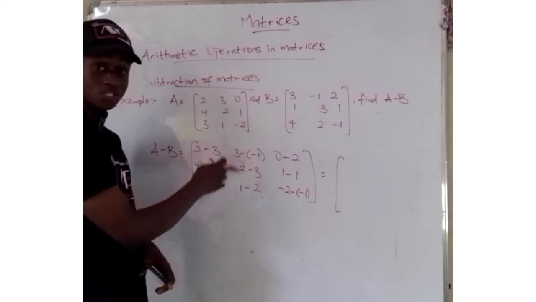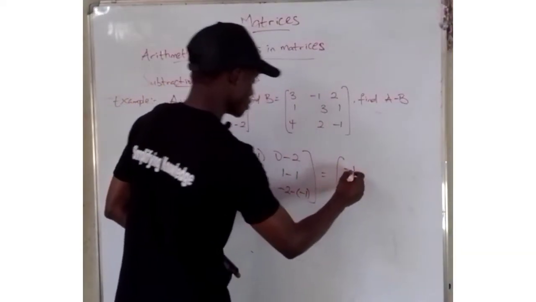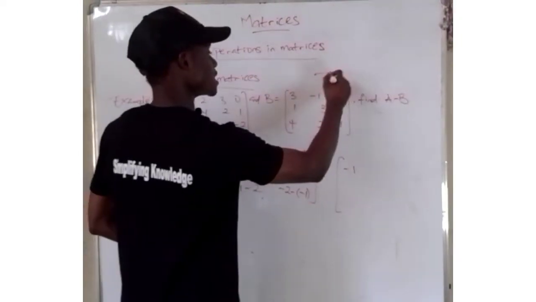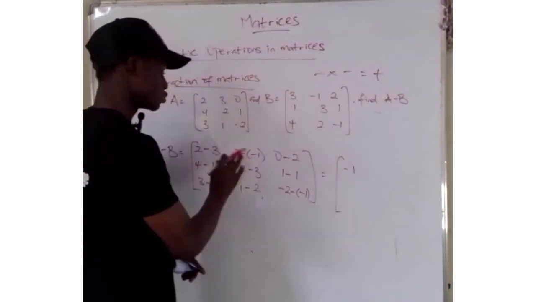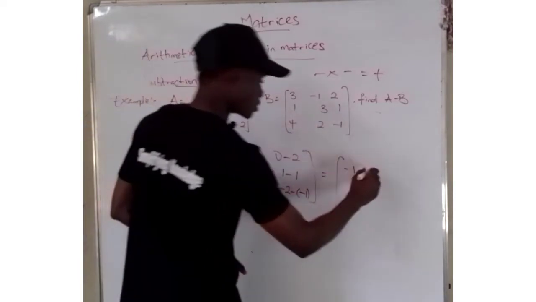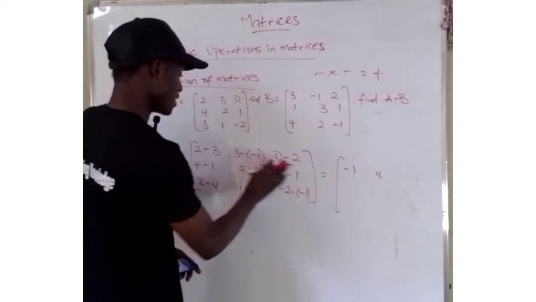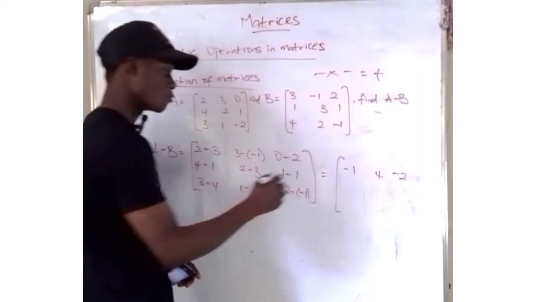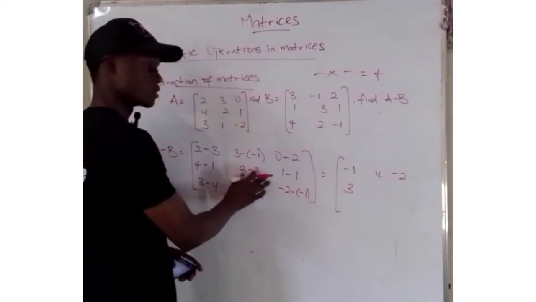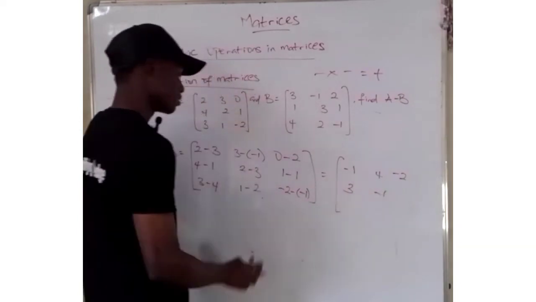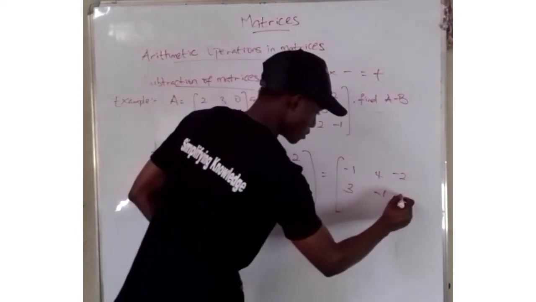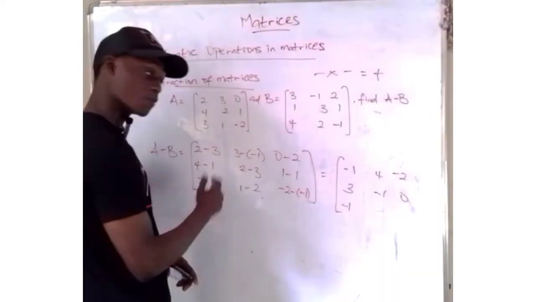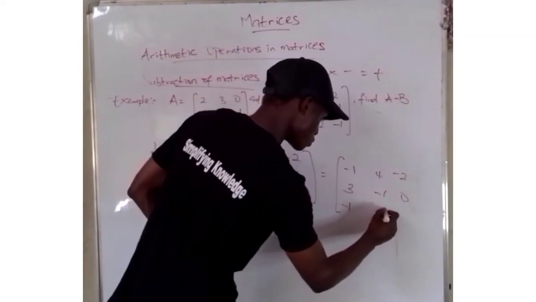So 2 minus 3 gives us what? Minus 1. Now this 3 minus 1. Minus times minus gives us plus. So you're having 3 plus 1. That will give us 4. Then next up, 0 minus 2. That will be minus 2. 4 minus 1 will be 3. 2 minus 3, minus 1. 1 minus 1, that's 0. 3 minus 4, minus 1. 1 minus 2, minus 1.